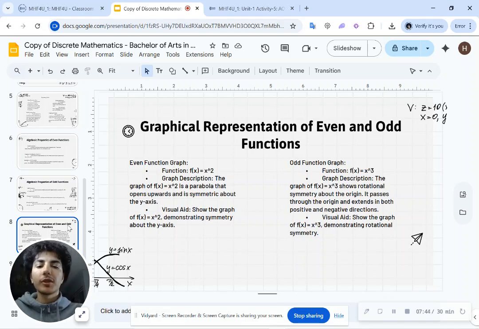So what do we get from this? If we look at even functions, if it's symmetrical about the y-axis, we always know it's even. If you look at the visual aid that I provided, the graph of f(x) equals x to the power of 2 demonstrates symmetry about the y-axis. For odd functions, if it has rotational symmetry about the origin, then we know it's odd. If you look at the visual aid, rotational symmetry means odd. This is how we can tell the difference between even and odd.